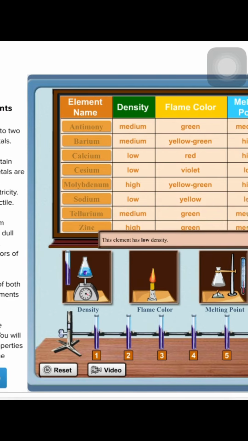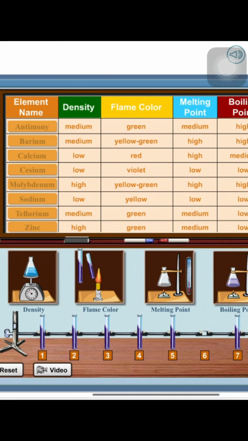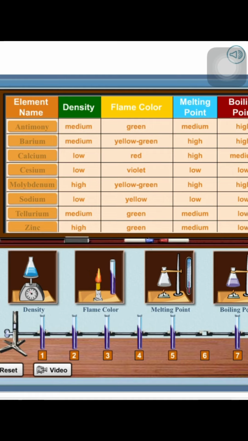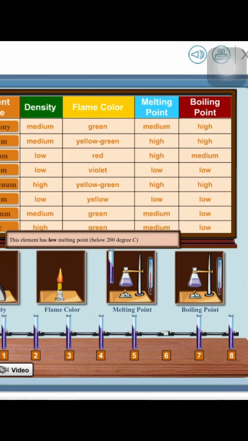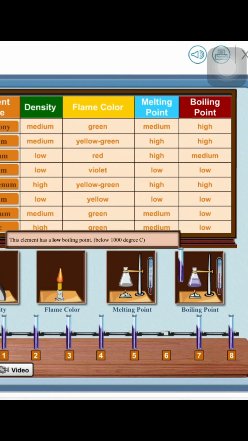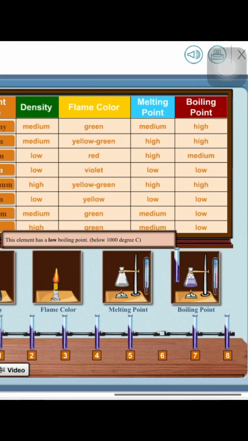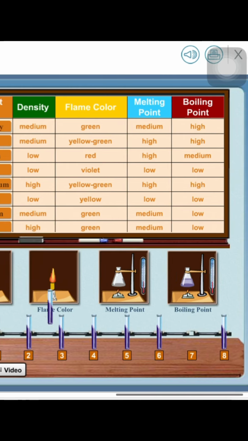For mystery element number 6, it has a low density and a violet color was produced. It has a low melting point. Same goes with boiling point. Congratulations! You have correctly identified the mystery element. And the element name is cesium.